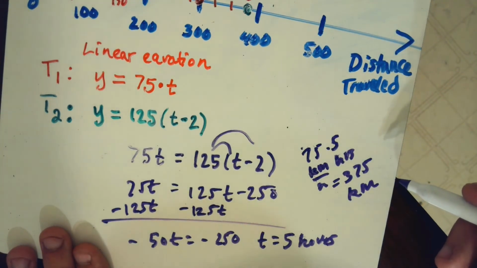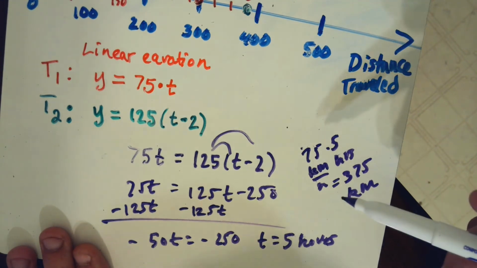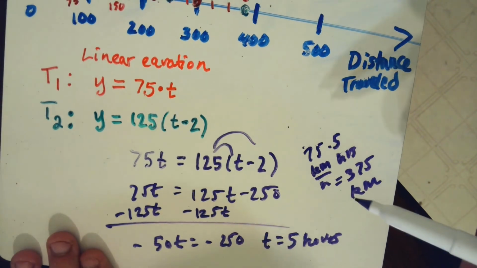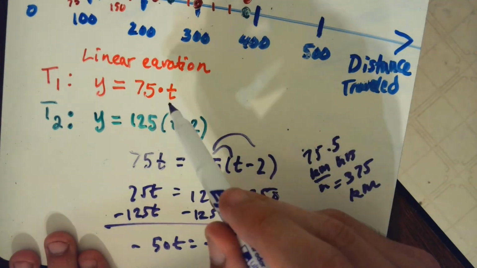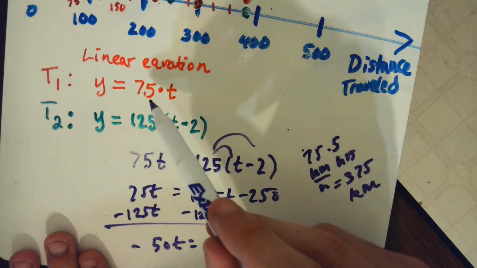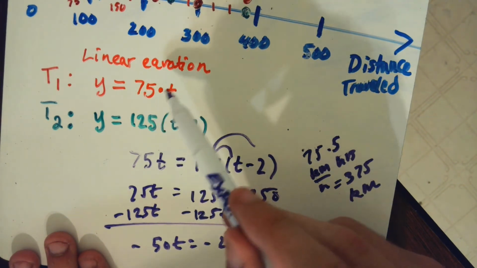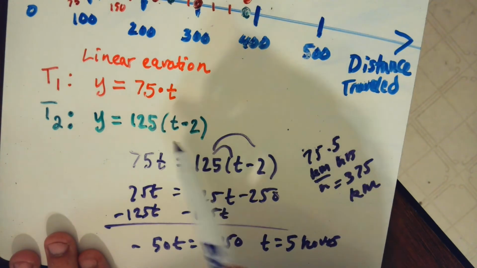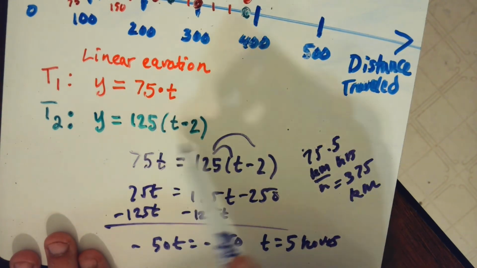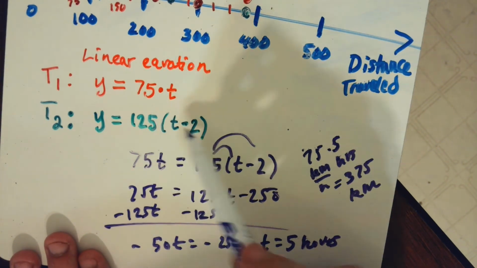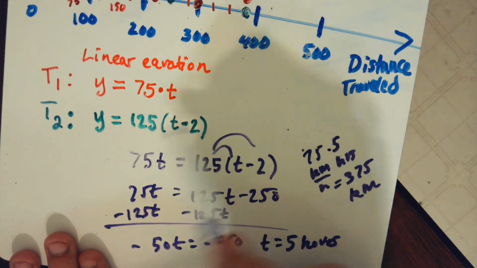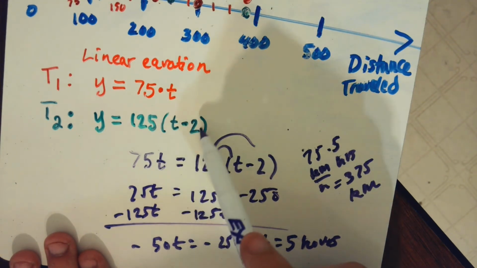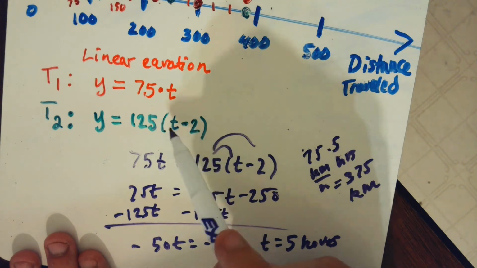So the takeaway from this is that the distance functions are modeled by these linear equations where it's the rate times the time, but just remember that train 2 had an offset of 2 hours, so we needed to make this t minus 2, and so that way when we went to plug in 2 for t, we would end up getting 0 here, which is what we would want.